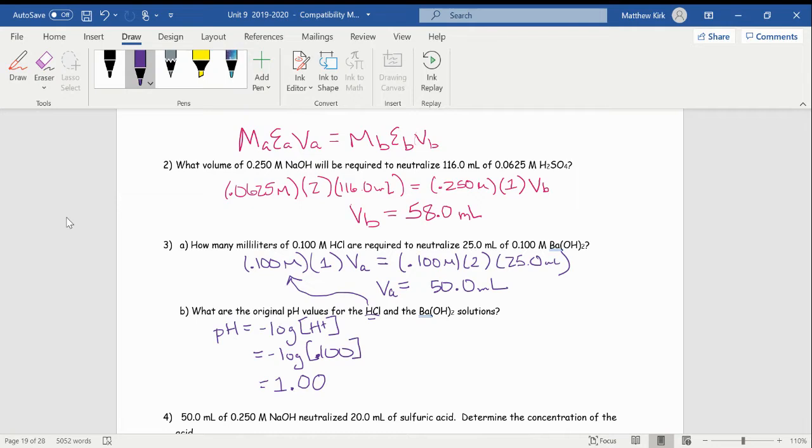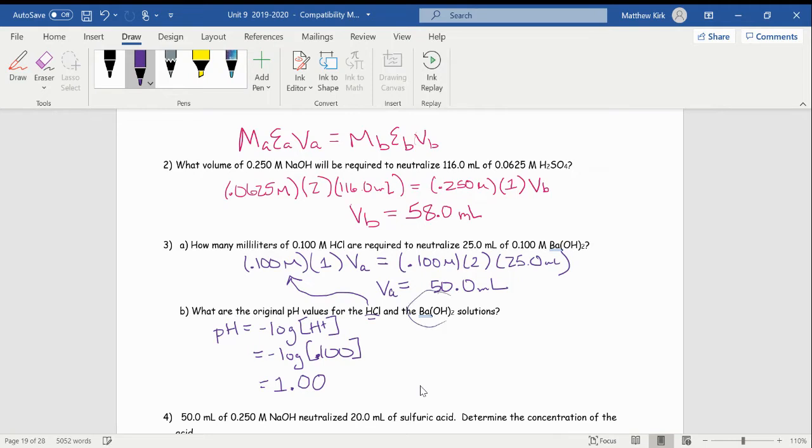If we wanted to be technical about it, you can remember with pH, the sig figs are just the decimal places. The ones place doesn't count as significant. So technically it should be 1.000. But again, let's just stick with 2 decimal places for pH.